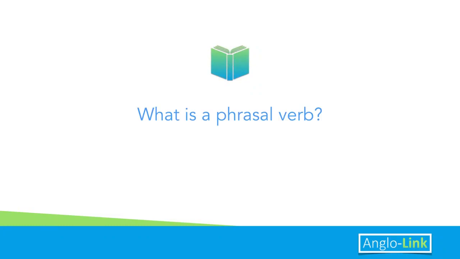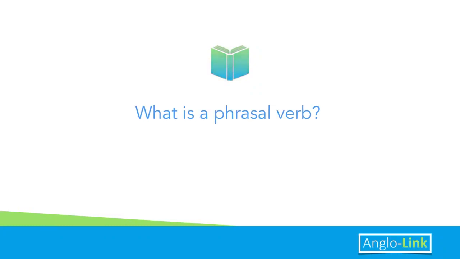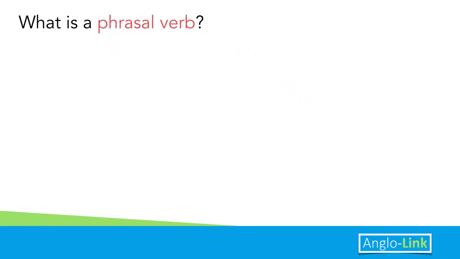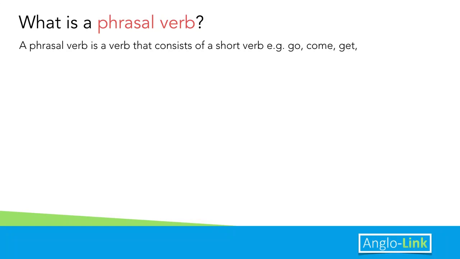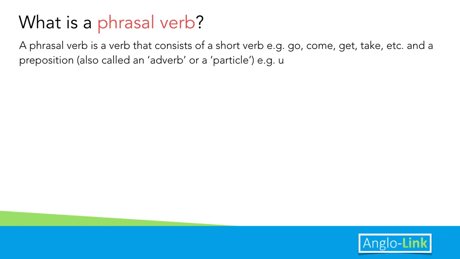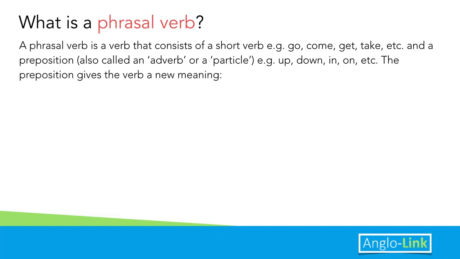Phrasal verbs. Let's start by looking at what a phrasal verb is. A phrasal verb is a verb that consists of a short verb, for example, go, come, get, take, and a preposition, also called an adverb or a particle, for example, up, down, in, on, etc. The preposition gives the verb a new meaning.